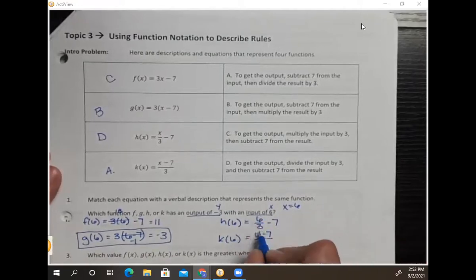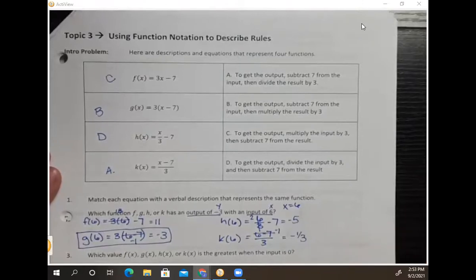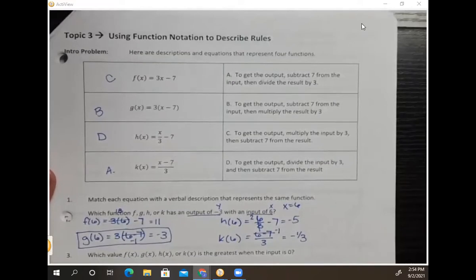For h, 6 divided by 3 is 2. 2 minus 7 is -5. And then for k, 6 minus 7 would be -1. -1 over 3, I'm just going to leave as -1/3. So neither of these either, just g. Does that make sense? And you guys have plugged in values for a variable before. This is not new. It's one of the first times we've done it in Algebra 1, but it's not new to you.